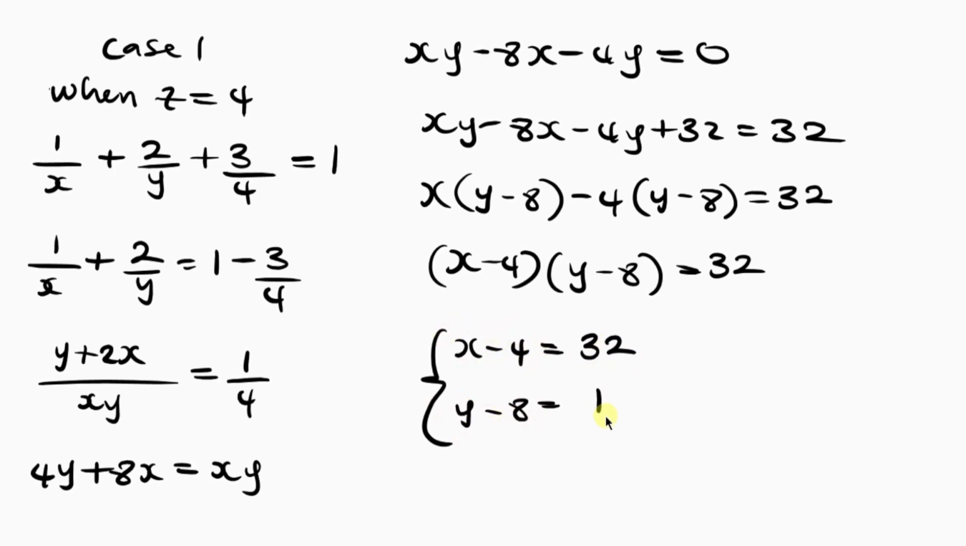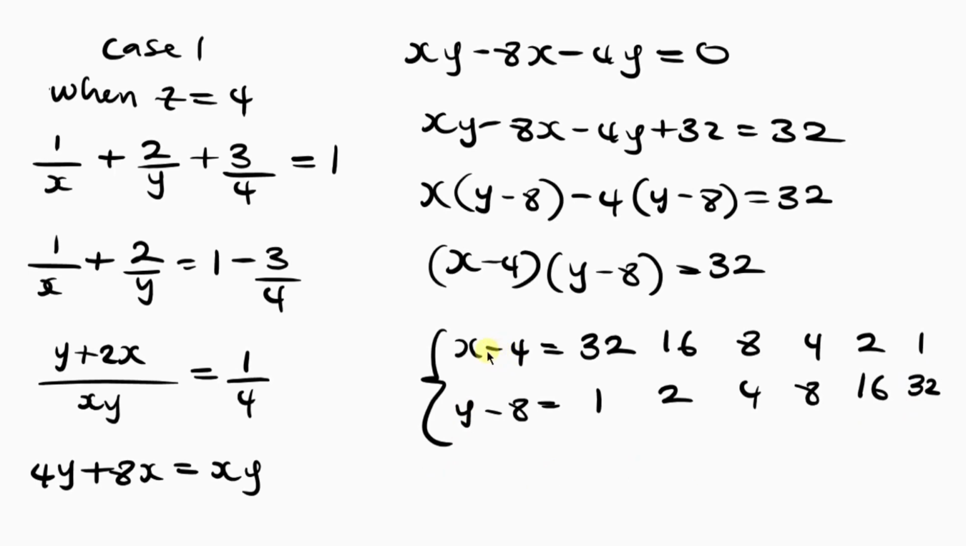So 32 times 1 is going to give us 32. 16 times 2 is also going to give us 32. 8 times 4 is going to give us 32. And then 4 times 8 is also going to give us 32. 2 times 16 and 1 times 32. So now let's get the values for x and y.